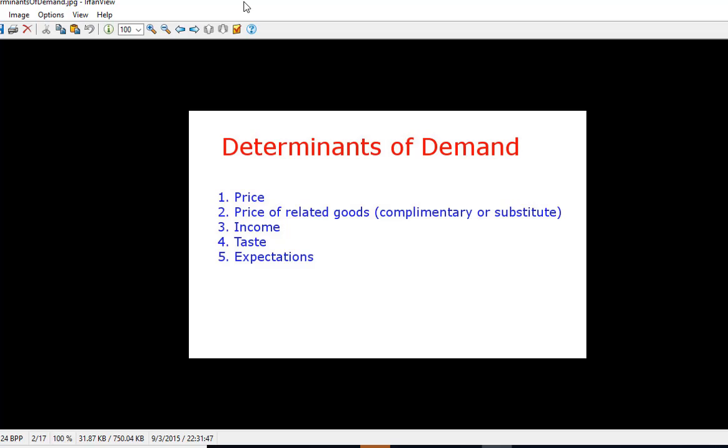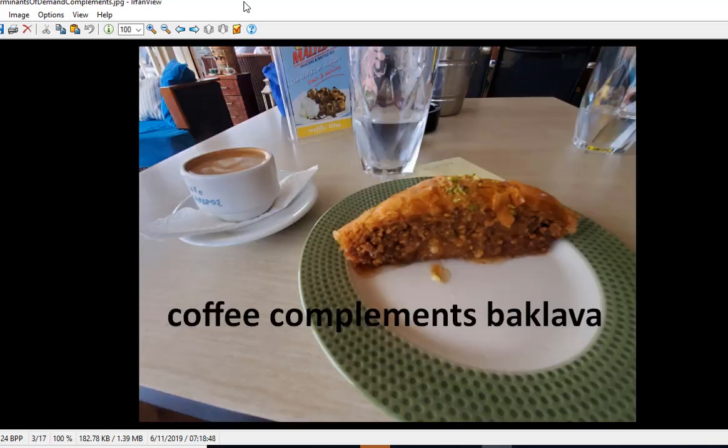The price of related goods, be they complementary or substitute goods. Your income would be a factor. If you've got money, you might want something. If you don't have any money, you might just not be buying it at any price. Taste and expectations are also factors.